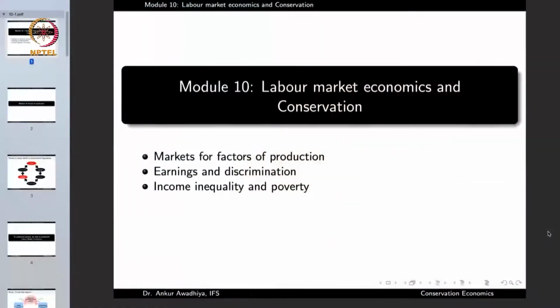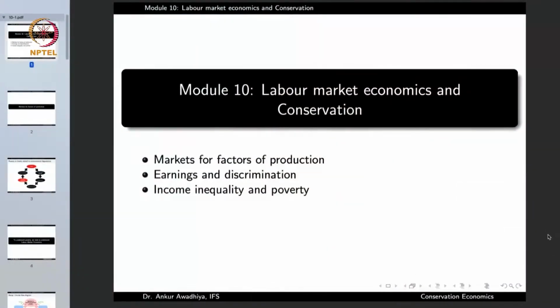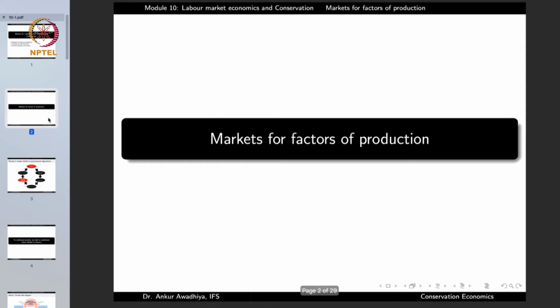Namaste. Today we begin a new module which is labor market economics and conservation. This module will have three lectures: markets for the factors of production, earnings and discrimination, and income inequality and poverty. So let us begin with the markets for the factors of production.